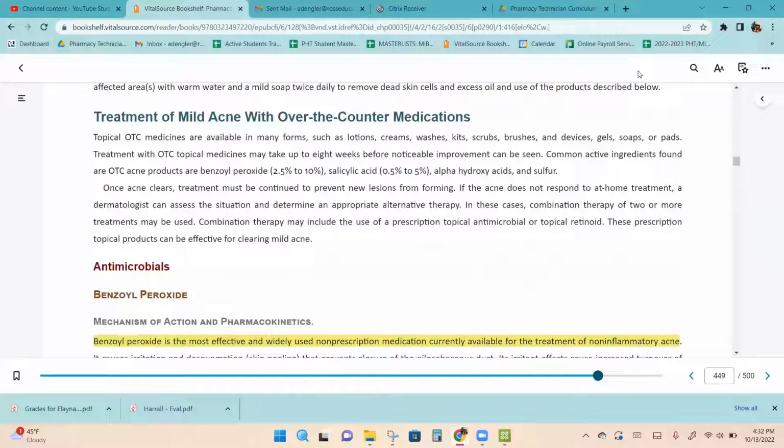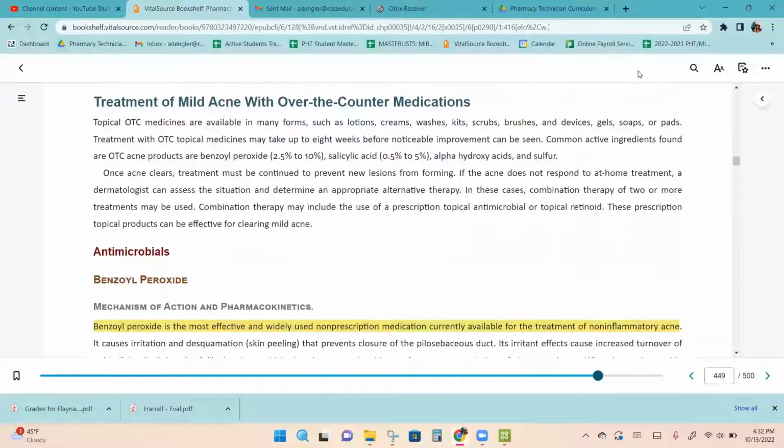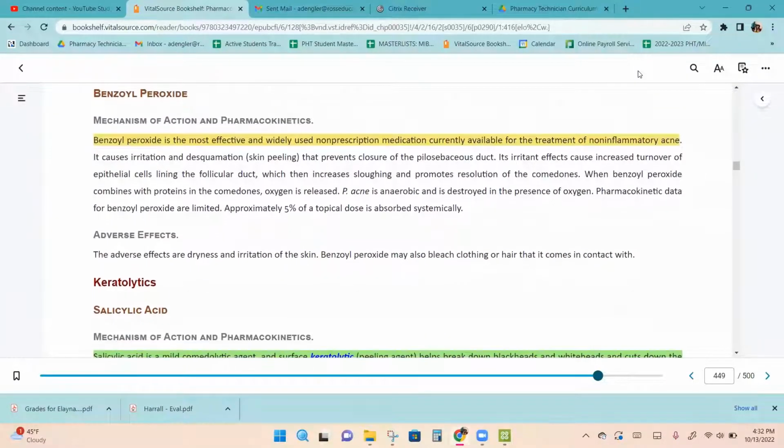Common active ingredients found in acne products are benzoyl peroxide, anywhere from 2.5% to 10%, salicylic acid, 0.5% to 5%, alpha hydroxy acids, and sulfur. Benzoyl peroxide is the most effective and widely used non-prescription medication currently available for the treatment of non-inflammatory acne. So benzoyl peroxide, you'll see lots of prescriptions brought in. Some insurances will cover it, some will not. So for the ones that insurance will not cover, you just have to show them where to purchase benzoyl peroxide over the counter at your pharmacy.